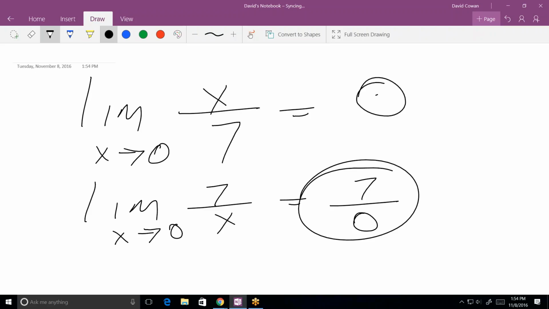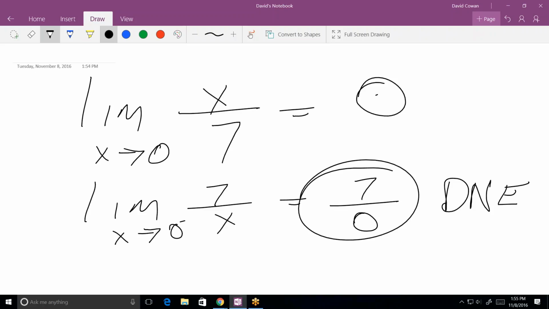It does not exist. I guess it's an imaginary number. Well, it's not an imaginary number, but it does not exist for sure. It's basically infinity. But depending, if we approach 0 from the left, it's negative infinity. If we approach 0 from the right, it's positive infinity. Since they are not the same, it does not exist.